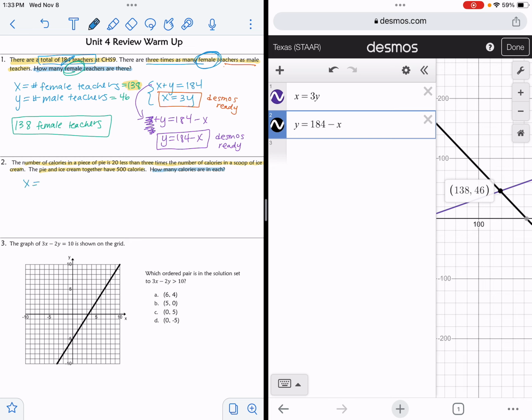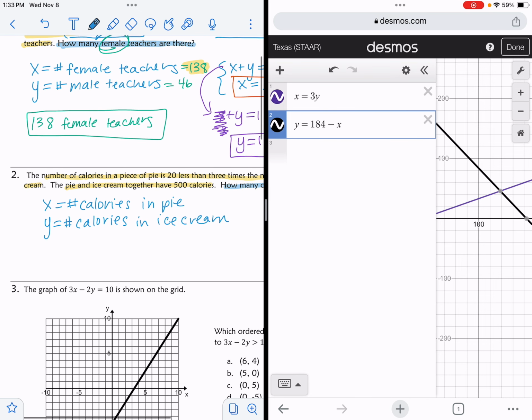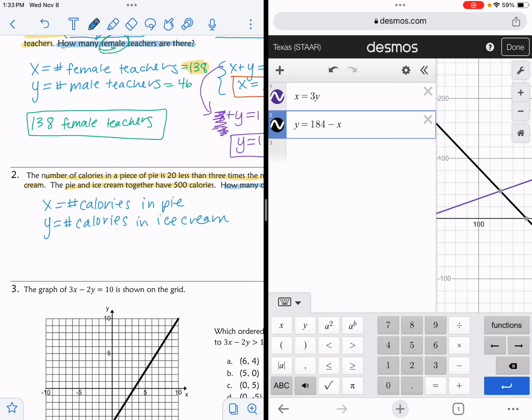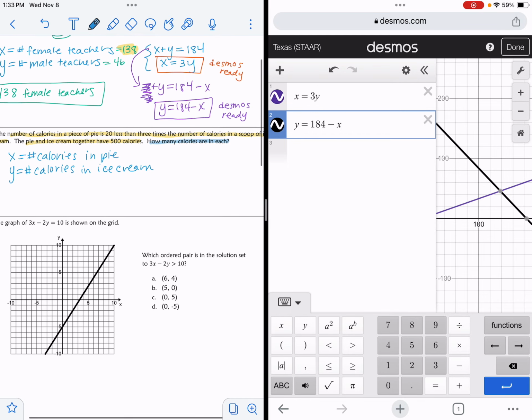We'll let x be the number of calories in pie, and then we'll let y be the number of calories in ice cream. And you could use F and M and I and P as variables. The only reason I'm using X and Y is because test mode of Desmos only takes X and Y. And so if you have to solve it, I would use X and Y.